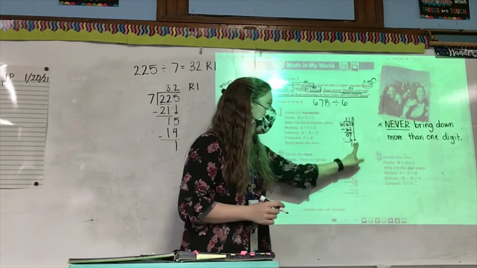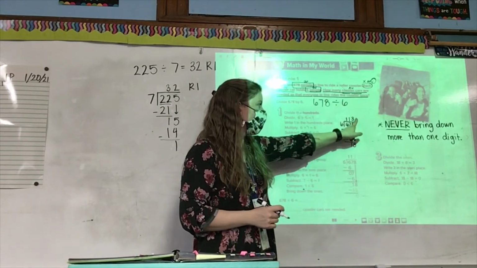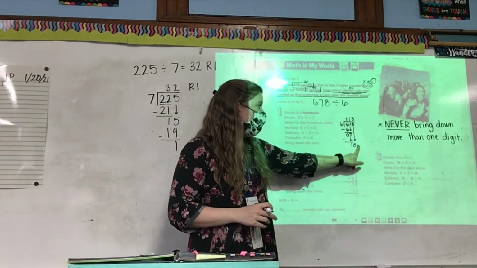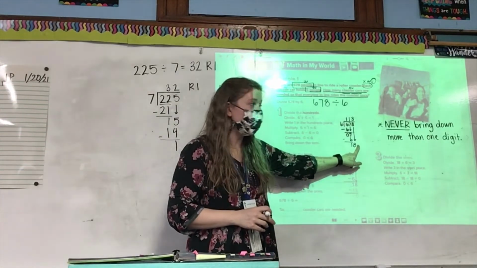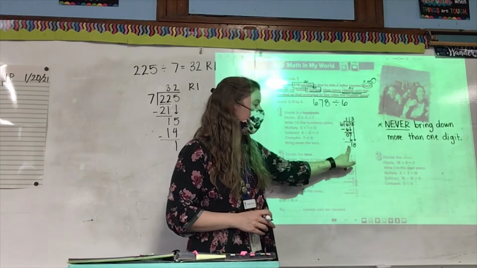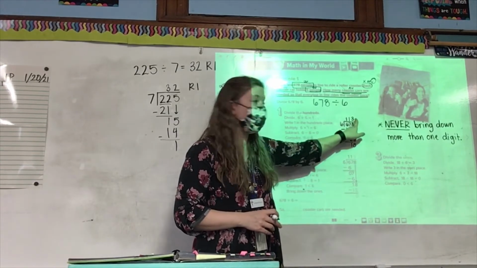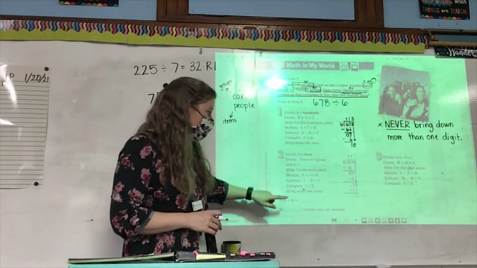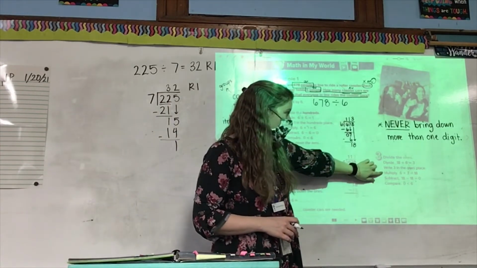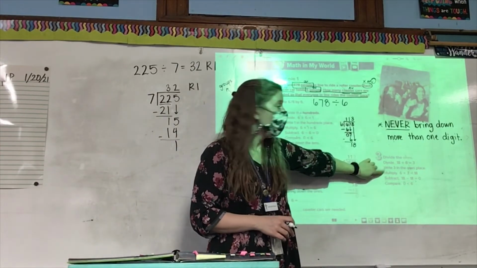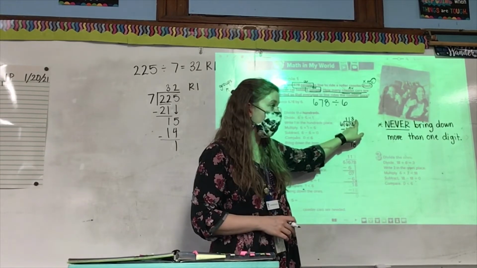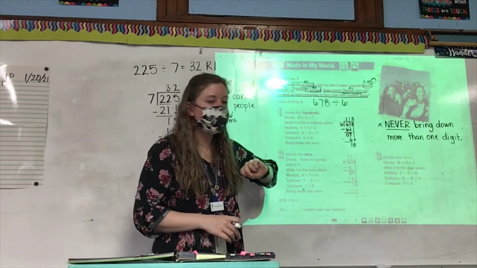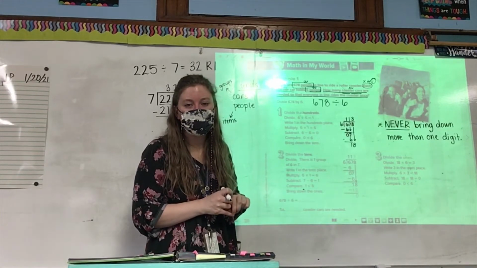Remember, every time we bring down, the answer to our division goes right above the digit we just brought down. We just brought down the 8. When we divided, we saw how many times 6 would go into 18. We put the answer right above the digit we just brought down. Now we multiply again. We multiply the digit we just got, 3, times our divisor, 6. Class, 3 times 6 is what? 18.